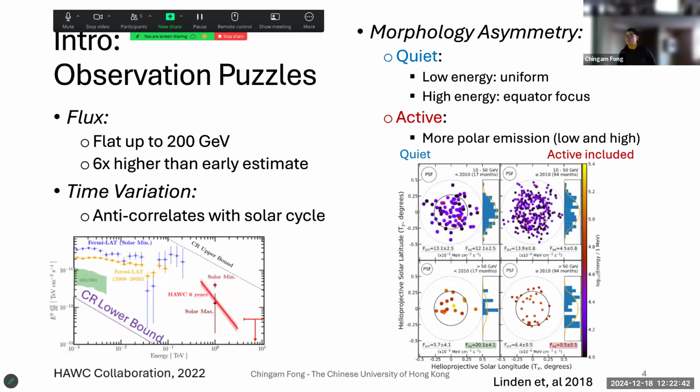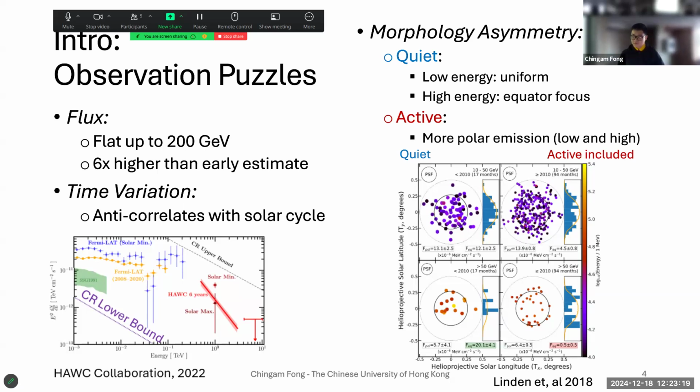And finally, there is the morphology. Unfortunately, Fermi doesn't have enough angular resolution at low energy, so the plot here is only 10 GeV and above. But in the area where Fermi does have angular resolution, what we see is that the morphology of these gamma rays also has a lot of time variation. When the sun is at its minimum and low energy, it's more of a uniform distribution across the entire disk, as you can see shown by these dots and also these histograms. And when the sun is at higher energy, there's more of an equator focus during a quiet period, which is also quite strange.